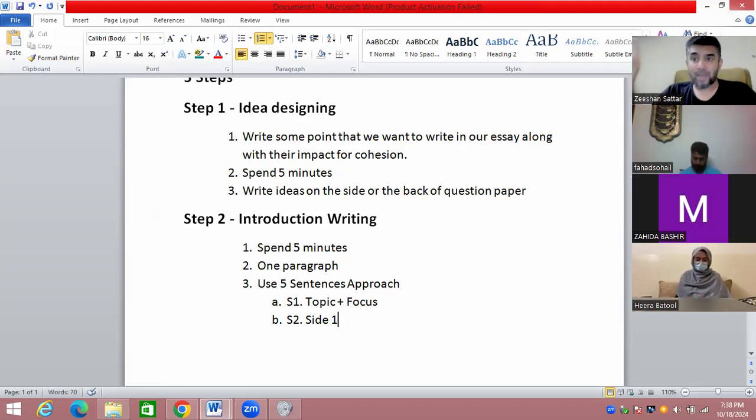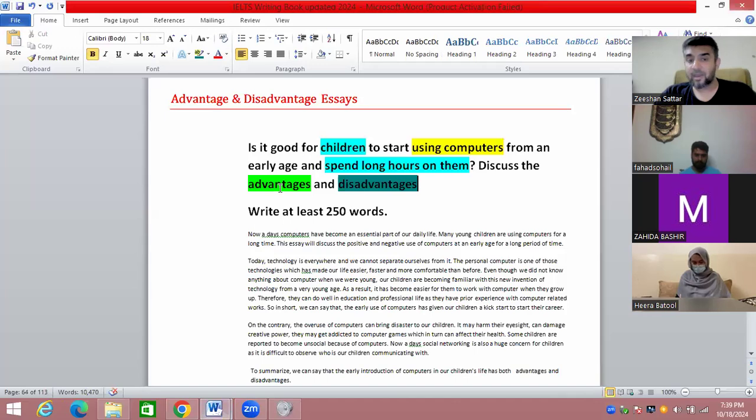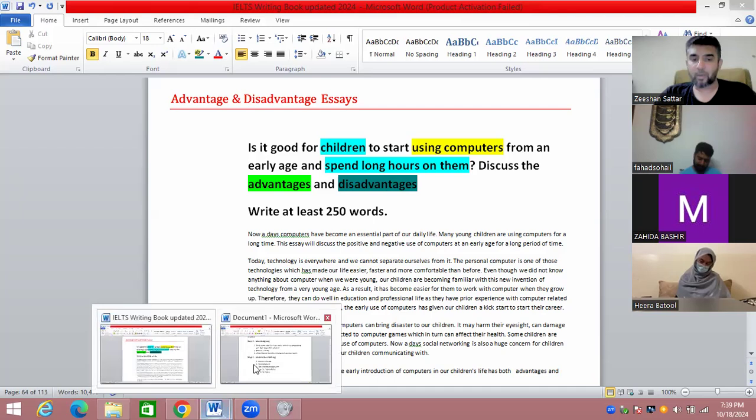I just had you highlight it: side 1 is advantage, side 2 is disadvantage. Side 1 was advantage in this essay that I have exemplified, and disadvantage was side 2. It is side 1, it is side 2, it is topic, it is focus. Is it clear? So the second sentence, S2, will be on your side number 1.